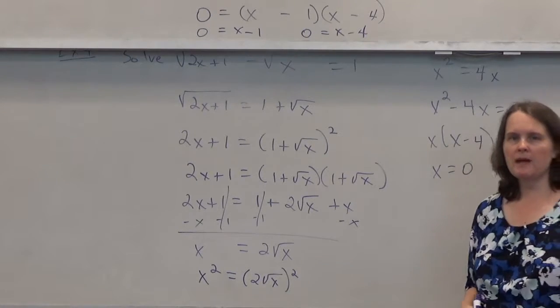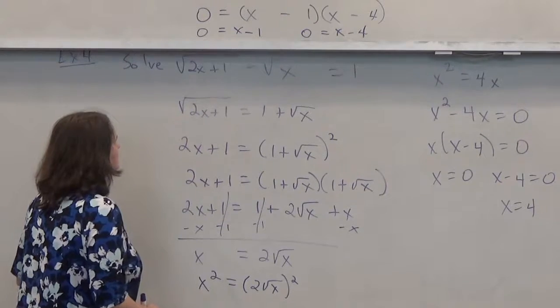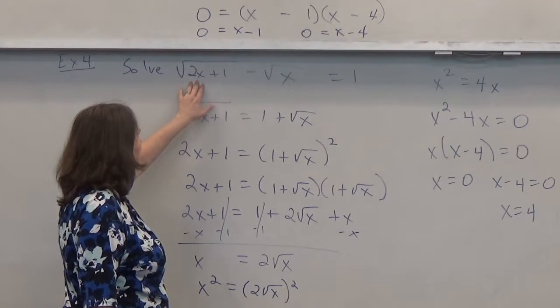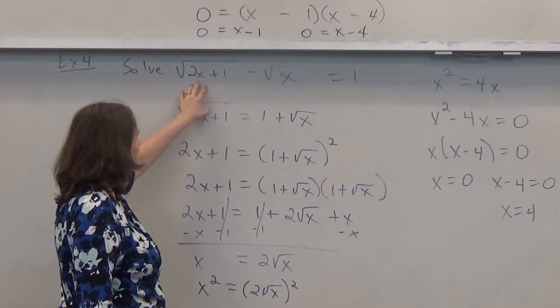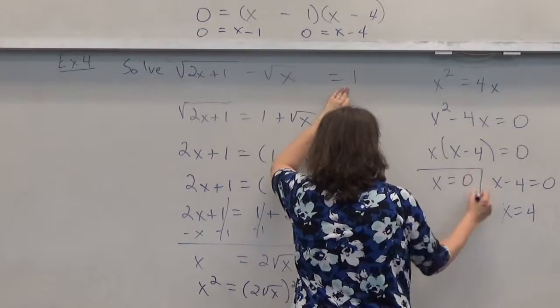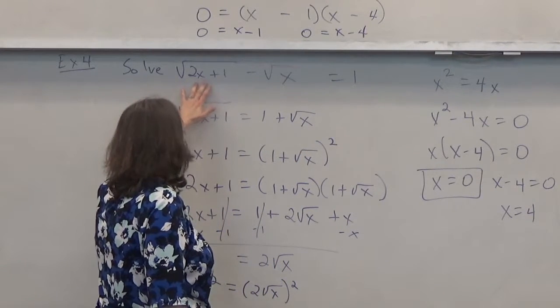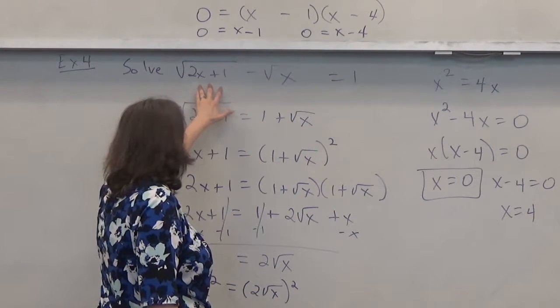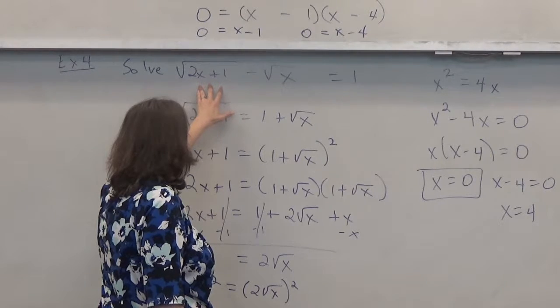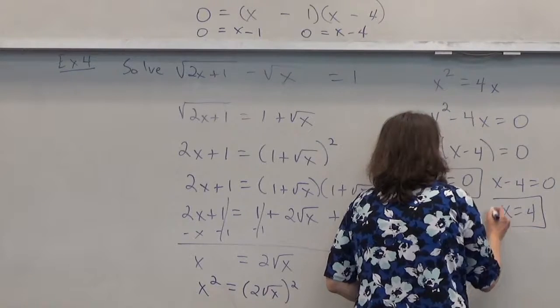I still need to check my answers. So if I put 0 into the original problem, that's going to give me the square root of 1 minus the square root of 0, and that does check. If I put 4 into the original problem, that gives me the square root of 9 minus the square root of 4. So 3 minus 2, and that checks. So my answers are 0 and 4.